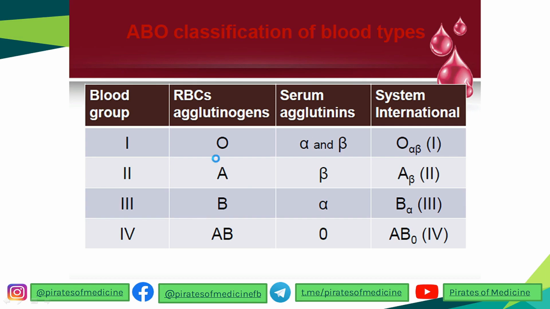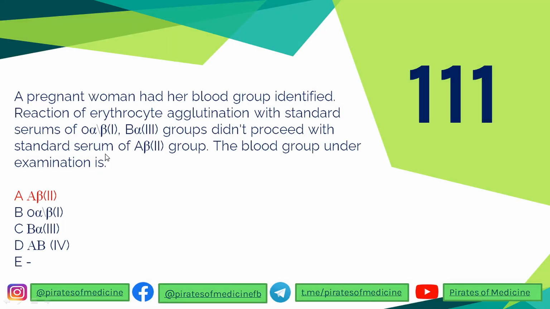So in the patient, you go over here, agglutination occurred with the first and third but not with the second. So by a short trick, the blood group is the one it does not occur with: blood group A, with the second blood group.